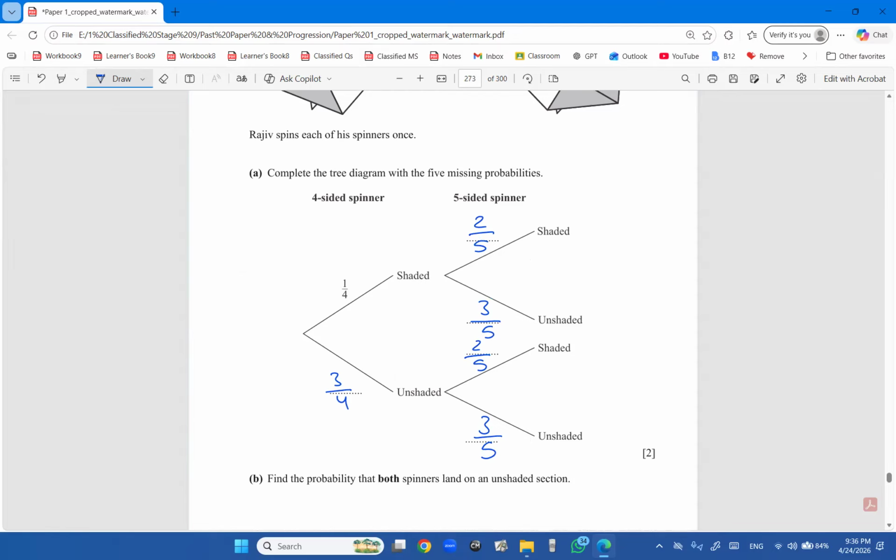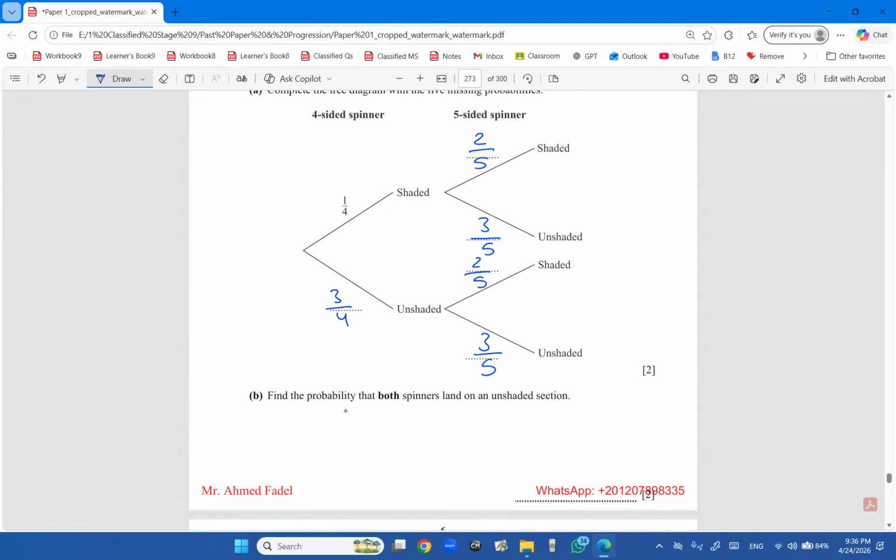The same. Find the probability that both spinners land on an unshaded section. Unshaded, unshaded, both means this and this, not or. So I need to multiply. And means multiplication. Unshaded and unshaded, that means 3 over 4 and 3 over 5 equals 9 over 20. This is the answer.